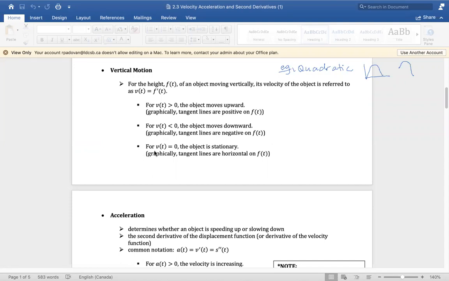And same as before, if the velocity was 0, the object is going to be stationary, which means it's not moving. So there's no speed, there's no velocity. And the tangent lines would also be horizontal. And this is also occurring where the graph is at its maximum or minimum point. So for example, here at the very top, the vertex of the quadratic, a tangent line, if I were to draw, would be horizontal. The slope would be 0, but that's happening at a maximum point. Or if it was opening up, it'd be happening at a minimum point as well, right?